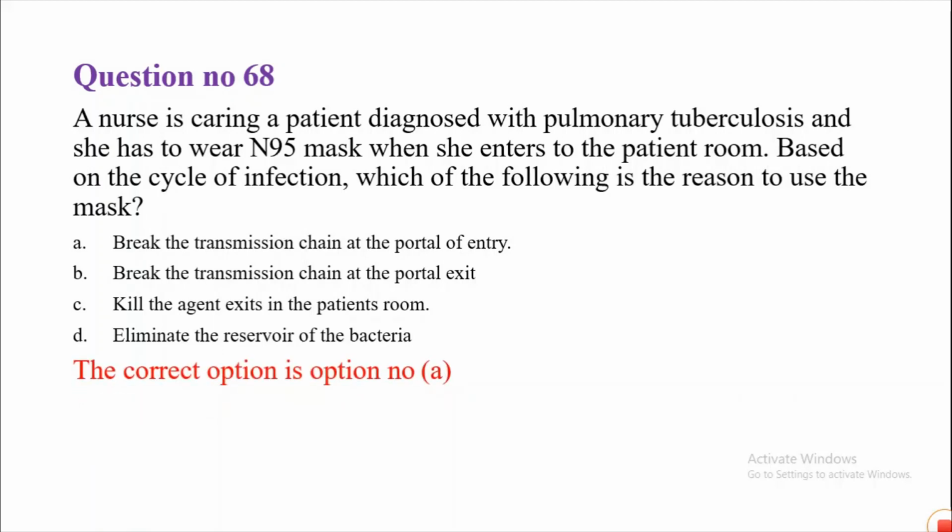The correct option is option number A. Break the transmission chain at the portal of entry.